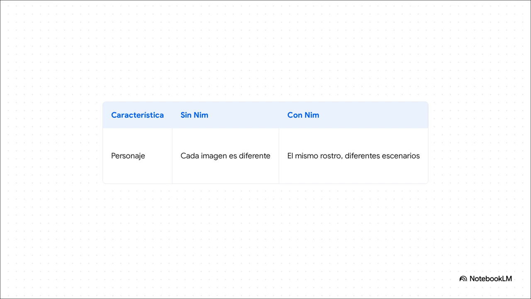Okay, let's talk about one of the biggest frustrations in AI storytelling: character consistency. Normally, every image you generate gives you a different face. Nim solves this by letting you lock in a face and then put that same character in different scenes or different outfits. For anyone who wants to tell a story, this is a total game changer.